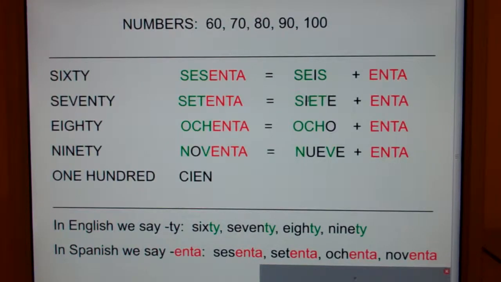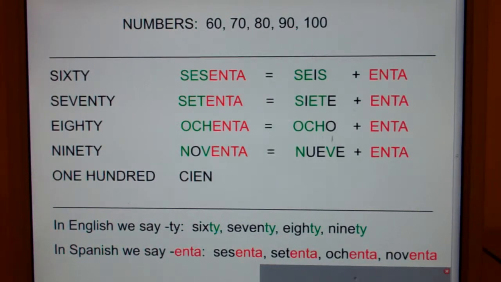Same thing here. They took the word siete, 7, and they smashed it into enta. And when they did, two letters disappeared, the I and the E. Because remember, when cars smash together, they get shorter. So, siete plus enta becomes setenta. Siete plus enta becomes setenta.